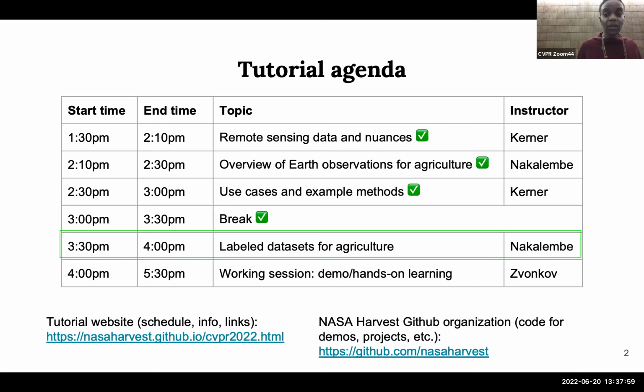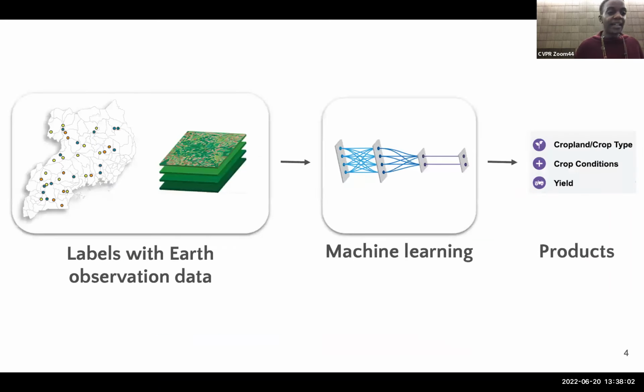So we always need labeled data, and in this part I'm just going to talk about where labels come from for these particular tasks. Some ways it can be collected, and if you're interested, there are some that you can already start using, and I'll mention some of the places where you can get these. Ultimately we're still trying to go towards things like crop type or crop conditions or yield. I'll be talking about the inputs for that.